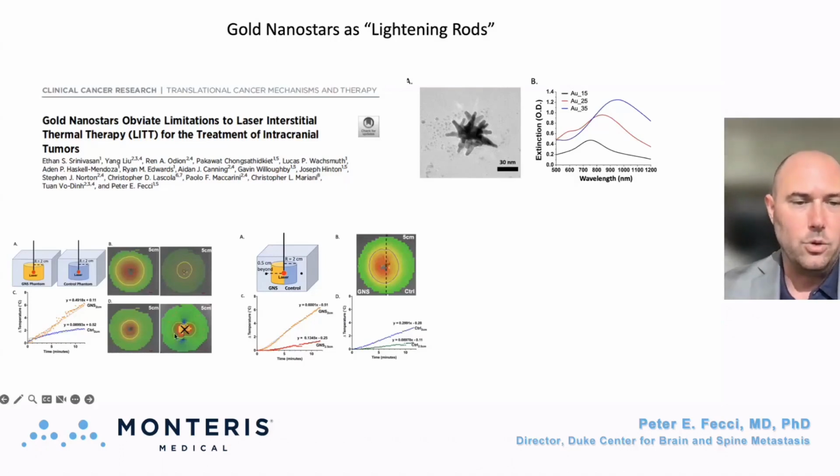And you can see we can actually use those nanostars to sculpt heating margins, like we do here with an hourglass-shaped lesion. And if we put nanostars on one side of a phantom and put a laser down the middle, you can see how much better you heat one side.